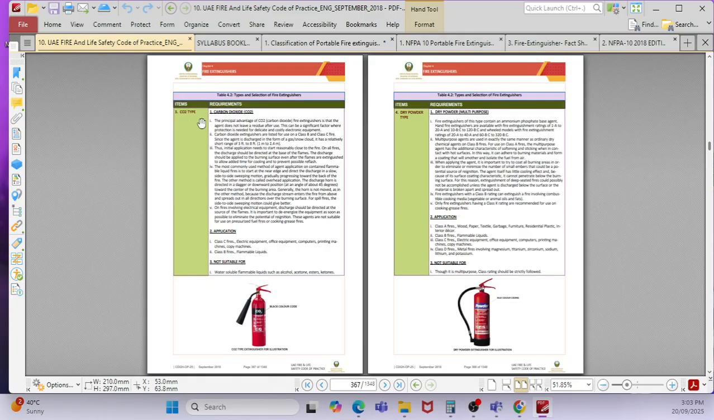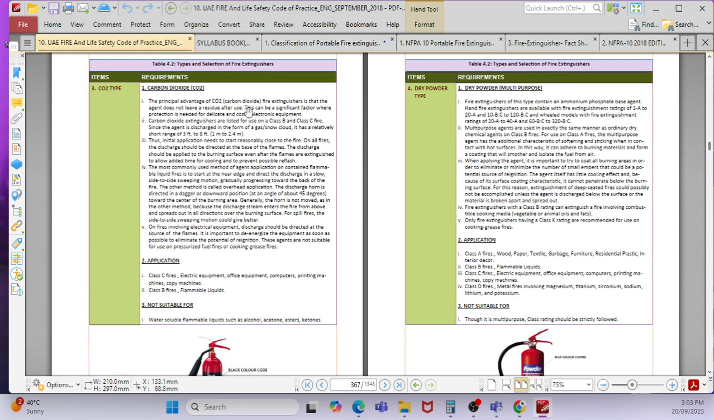Then you have the CO2 type fire extinguishers, carbon dioxide fire extinguishers. Here you can see that the principal advantage of a CO2 fire extinguisher is that the agent does not leave a residue after use. This can be a significant factor where protection is needed for delicate and costly electronic equipment. Carbon dioxide extinguishers are listed for use on class B and class C fires. So the application is also given here, which is suitable for class C and class B fires, and not suitable for others, also given here.